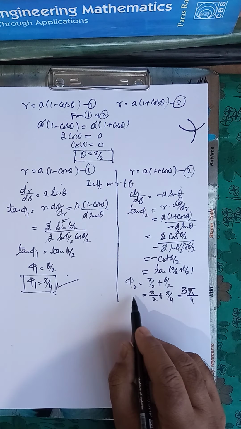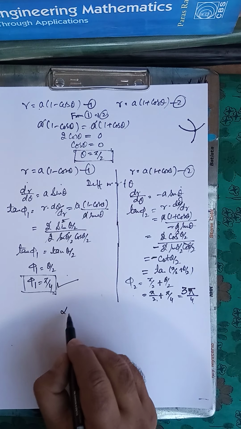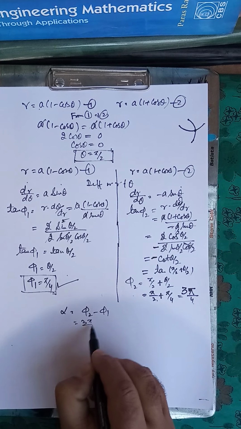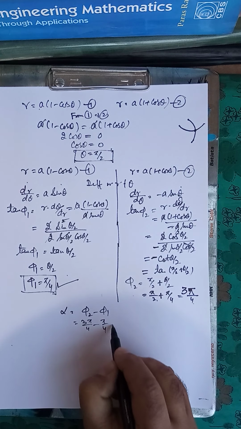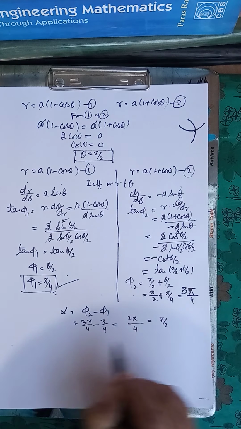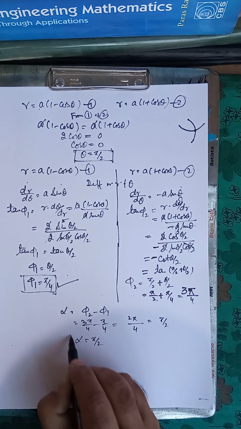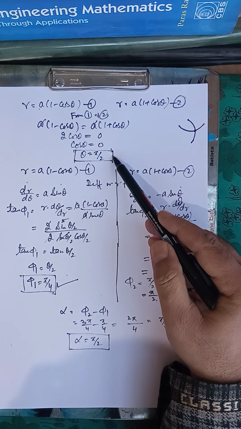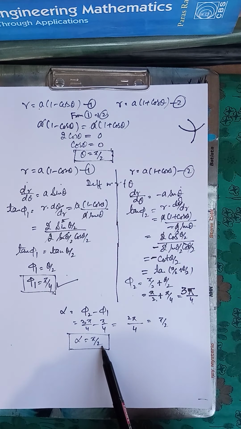So which one is bigger? Phi 2 is bigger. So alpha is phi 2 minus phi 1. It is 3 pi by 4 minus pi by 4, 2 pi by 4, which is pi by 2. So alpha is also pi by 2. For these two curves, you can find theta and you can find the angle of intersection.